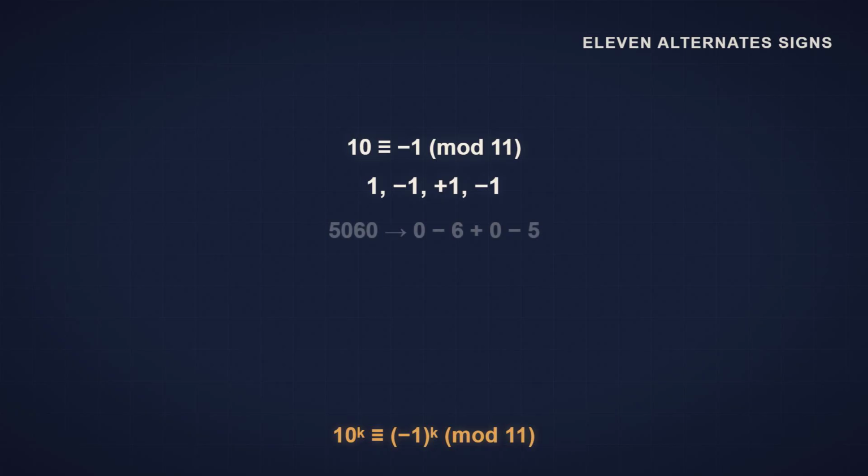For 5066, compute 6 minus 6 plus 0 minus 5, giving negative 5, so it is not divisible by 11. But for 5060, compute 0 minus 6 plus 0 minus 5, giving negative 11. That is divisible by 11, and 5060 equals 11 times 460.